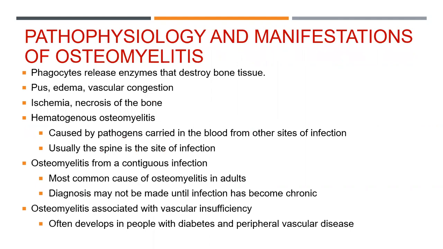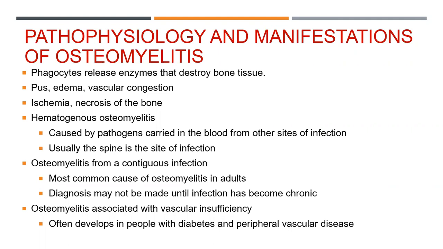Pathophysiology of osteomyelitis. Phagocytes within the body release enzymes that destroy the bone tissue. In the place of this bone tissue, there's swelling, vascular congestion, and also pus will take the place of the bone. Ischemia happens, the bone will start to die. And in hematogenous osteomyelitis, the pathogens are being carried in through the blood from other areas of infection. And frequently the spine can be a site of infection.